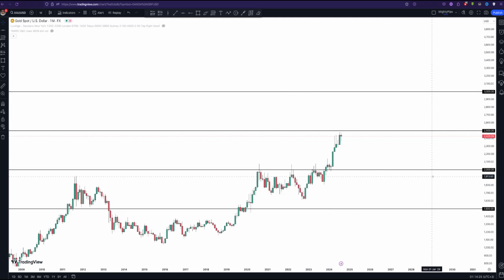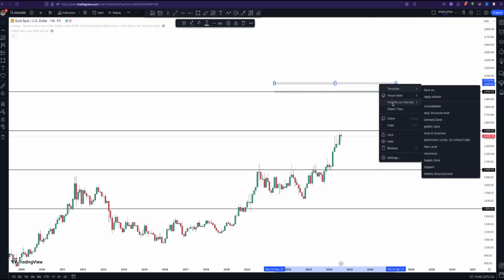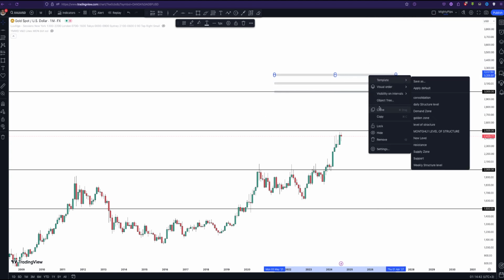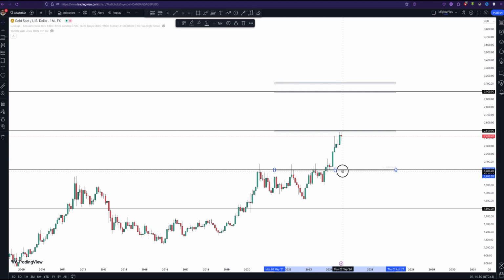What I want you to do is draw some zones around those levels. Just draw a zone like this. And then I'm just going to clone them, clone, and then clone. I just want to clone them so that they look the same, the same size, and then put zones around that psychological level. Each psychological level, put a zone around it. I want you to follow step by step so that you don't lose pace, so that you are up to speed.